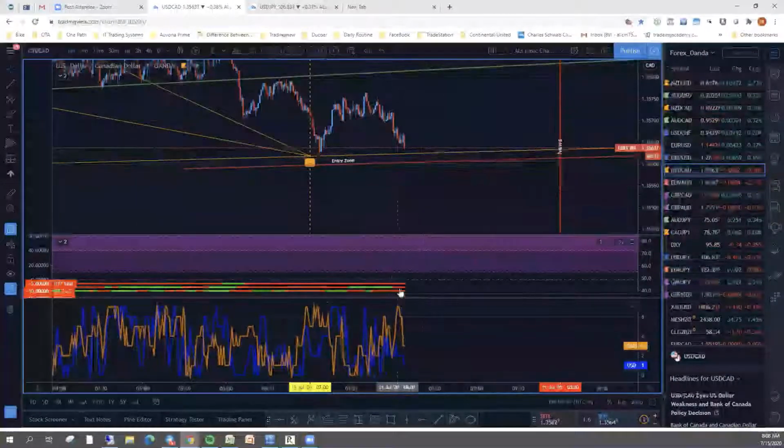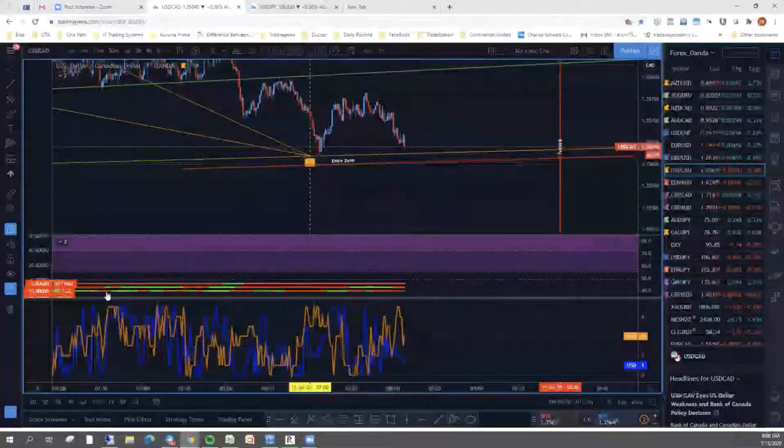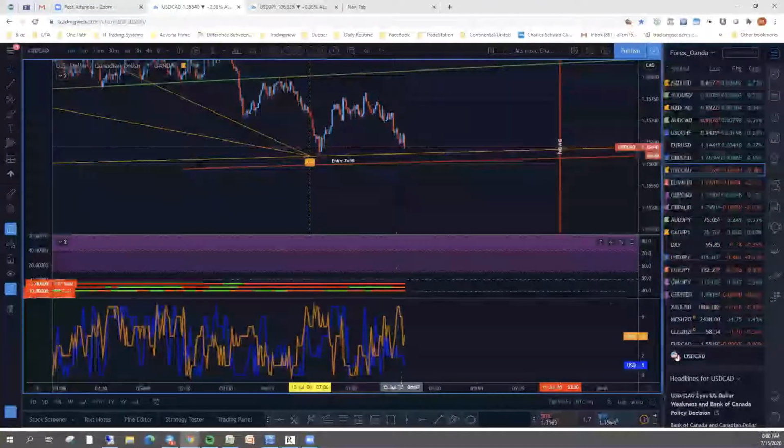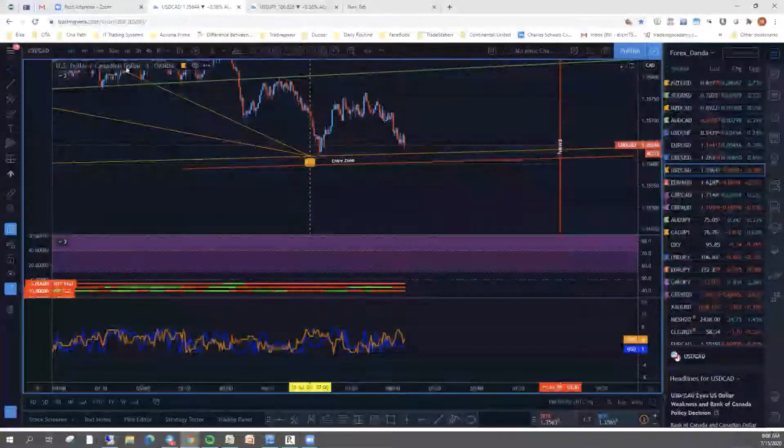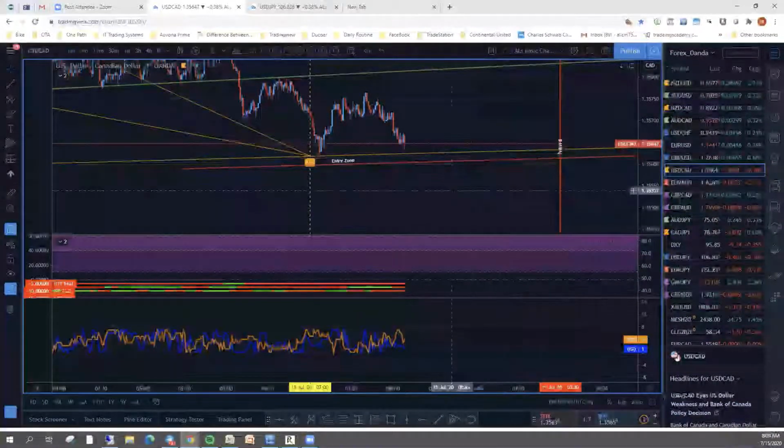Right now, everything is red. All my whole moving averages are all red. My Canadian dollar is showing strong to the down. The Canadian dollar is the second currency of the pair, so when it's strong, we're looking for a short.